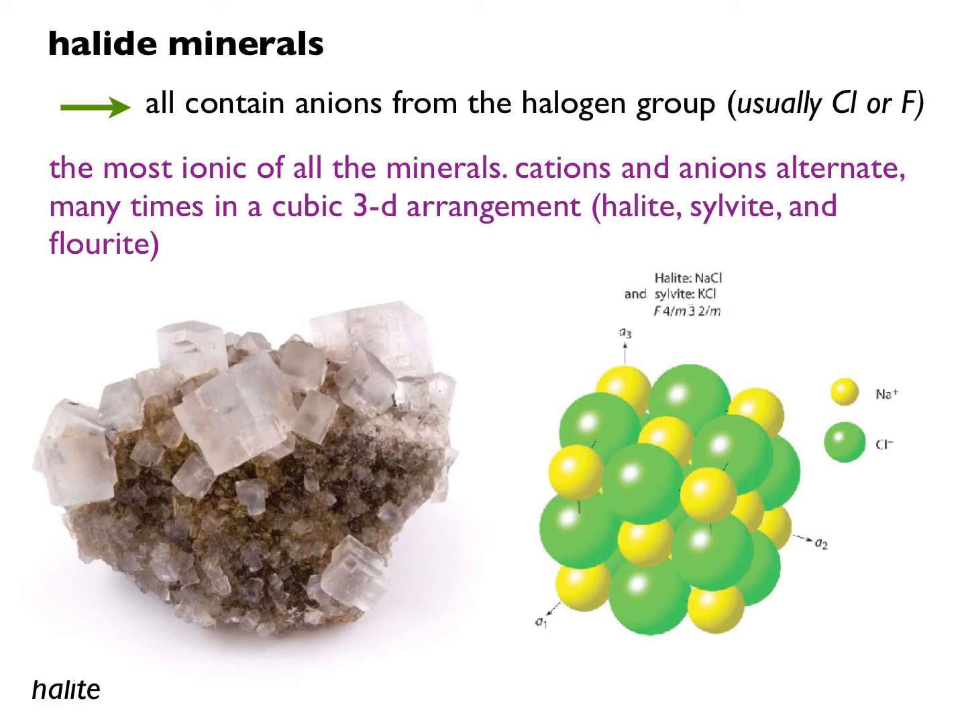Okay, lastly, halide minerals. Halide minerals are those that contain anions from the halogen group. Remember, this is the group that sits right next to the noble gases. So they always develop a charge of -1, and they are highly electronegative. They are the most ionic of all the minerals. Things like NaCl, KCl, and fluorite, those are the top three. So halite, sylvite, and fluorite are the three most common of the halide minerals.